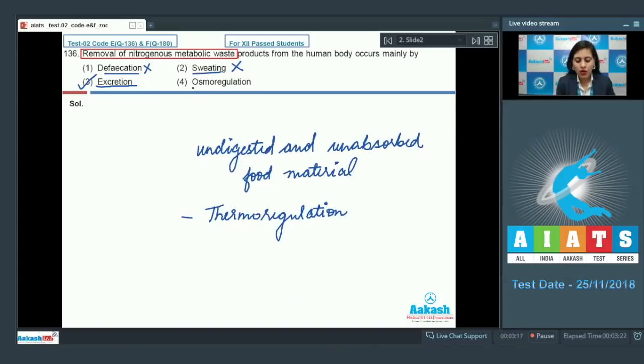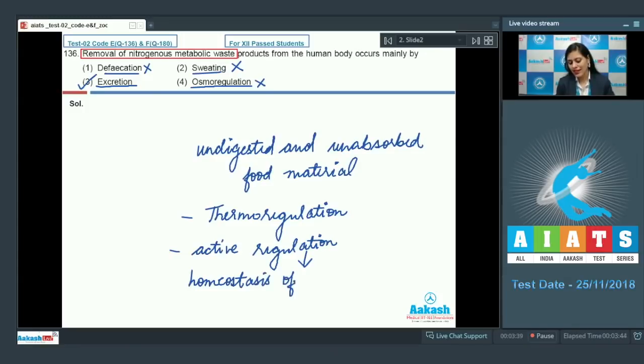Our last option is osmoregulation, and this cannot be a correct answer because osmoregulation is an active regulation to maintain the homeostasis of organisms' water content. So out of the given options, option number 3 is the correct answer to our question. Let's discuss our next question.